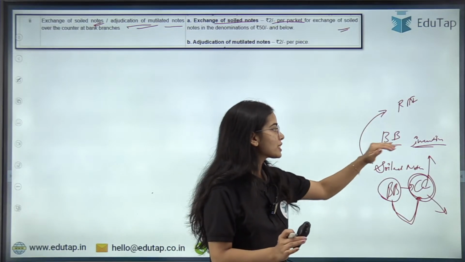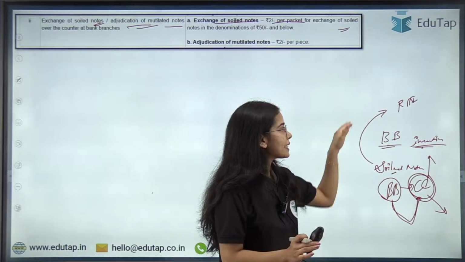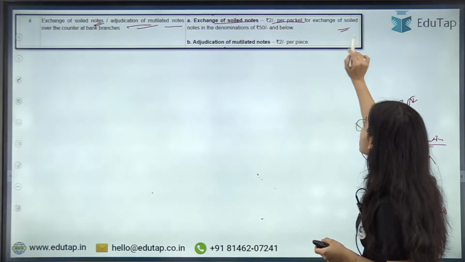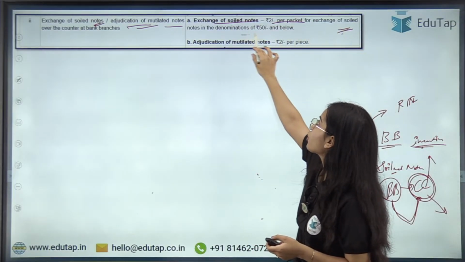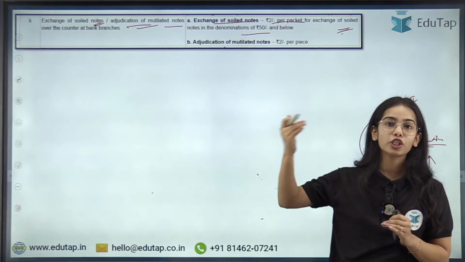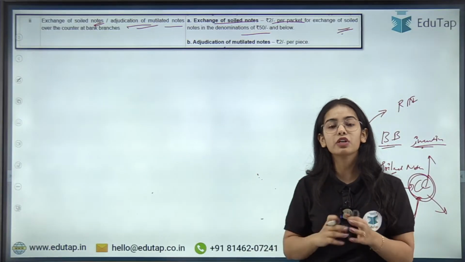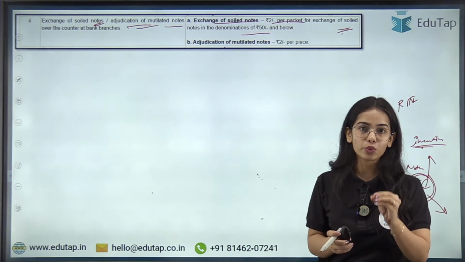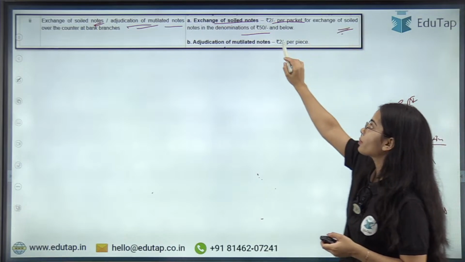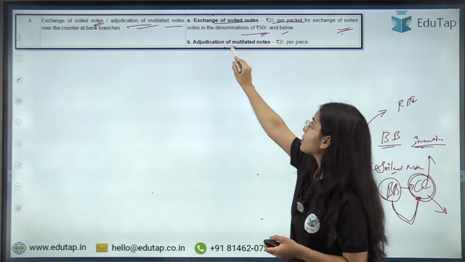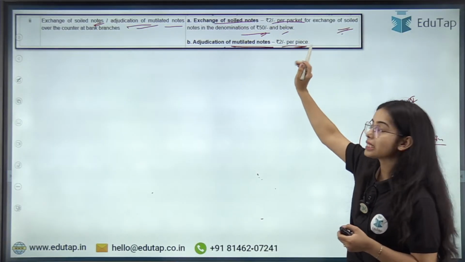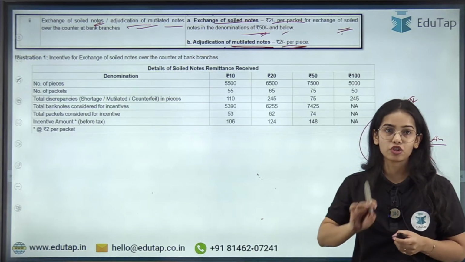Bank branches get an incentive for collecting the soiled notes and sending them to the RBI. They get an incentive of rupees 2 per packet for exchange of soiled notes in the denomination of rupees 50 and below. If the soiled notes are above the denomination of rupees 50, then there is no incentive. For the adjudication of mutilated notes, rupees 2 per piece is the incentive given to the bank branches. This is the idea, okay?